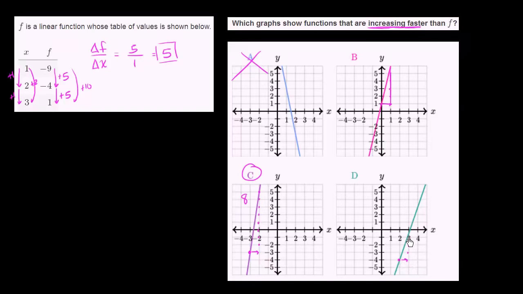Definitely not 5. In order for it to increase as fast as f, it would have to increase by 5. So it would have to be up here. So it would have to go 1, 2, 3, 4, 5. It would have had to have been up here. The line would have had to look something more like that just to match f, much less grow faster than f. So D does not meet the criteria. It is only C.